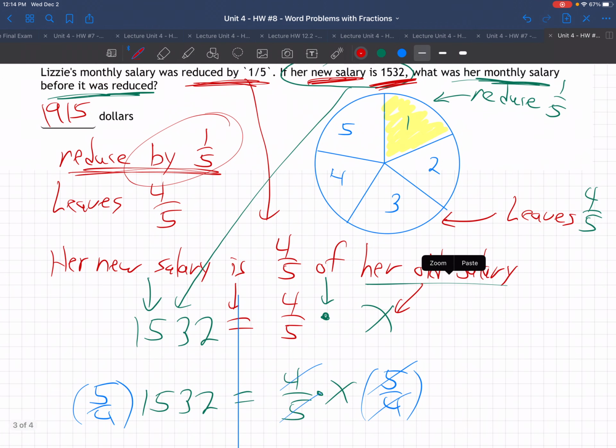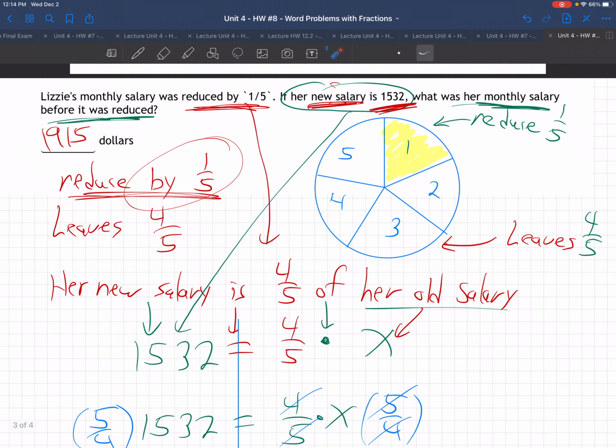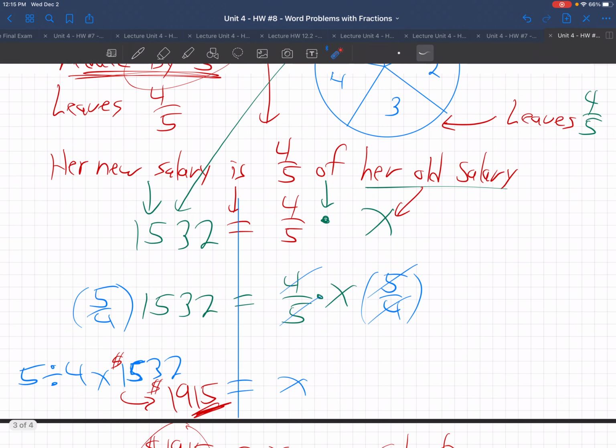So again, recapping, whenever you read a fraction word problem in which they remove or reduce or take away a fraction of something, picture a pie. If you remove 1/5 of it, that leaves 4/5 of it, doesn't it? So that means her new salary equals 4/5 of, which is times, her old salary, right? It leaves 4/5. The new salary is 4/5 of the old salary, and then you can solve for the old salary.